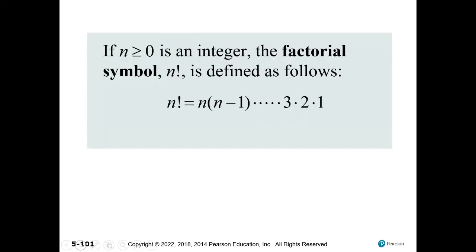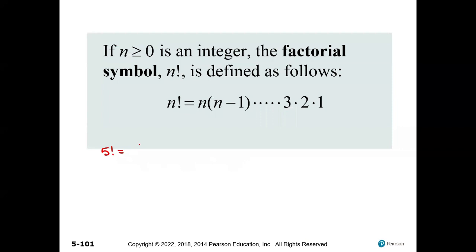Another thing we're going to have to work with is what is called the factorial symbol. The exclamation point in English is called the factorial in mathematics. So the factorial is telling you to multiply all the numbers from what you have down to 1.